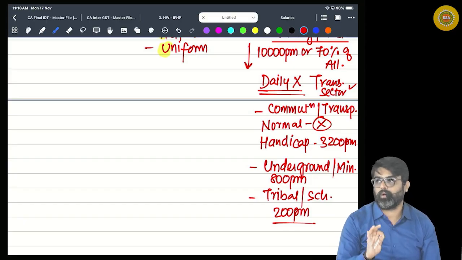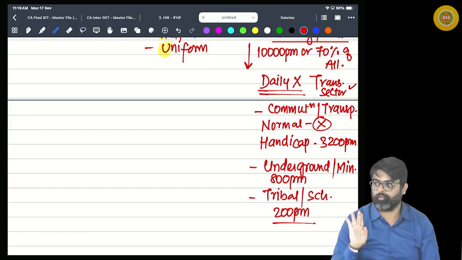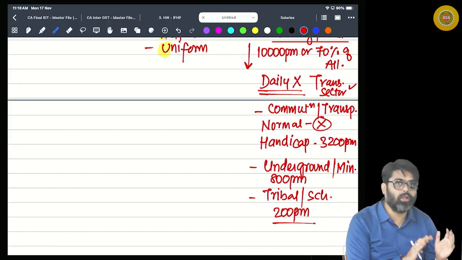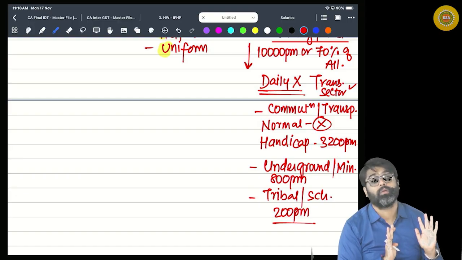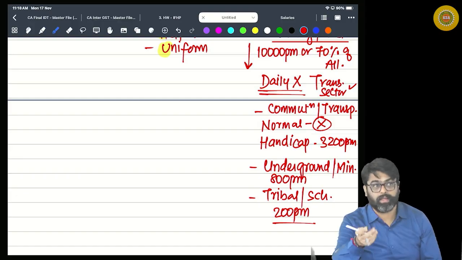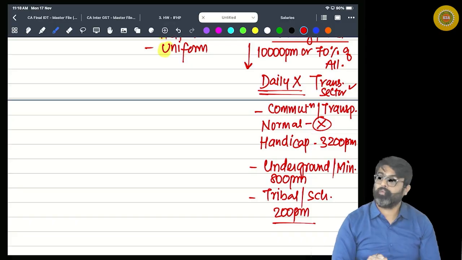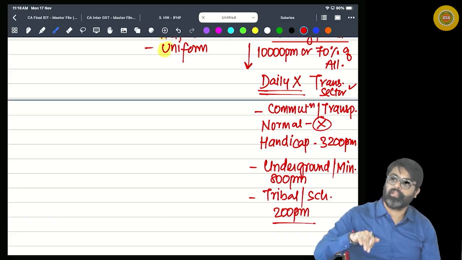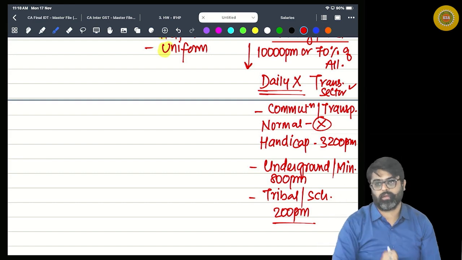100 rupees per month per child your employer is giving, fully exempt. Less than that, fully exempt. Yes or no? But for a maximum of 2 children, you can take this exemption. What if your employer is giving you 100 rupees per month per child or less than that for your 3 children?